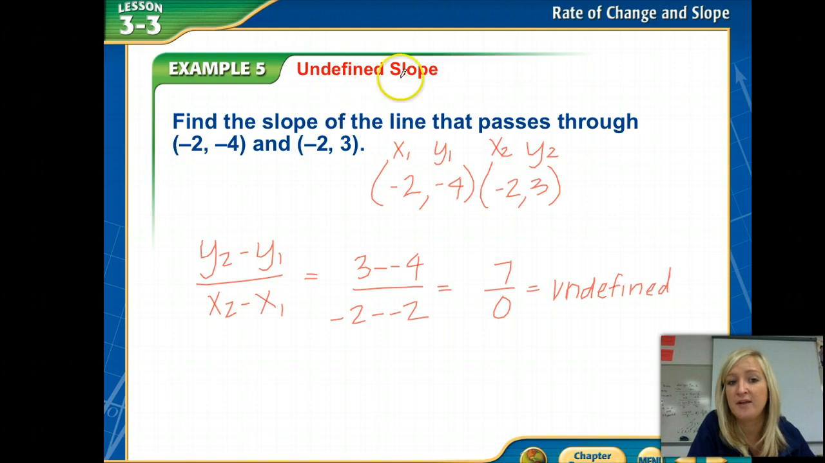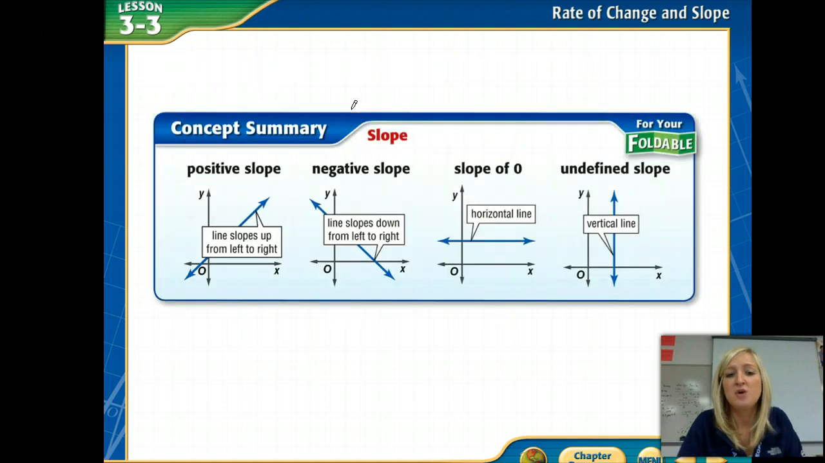Hence the example here is undefined slope. So if you solve a slope and your denominator is ever 0, it's an undefined slope. I also consider it no slope. It has no slope, it's undefined. So just a concept summary here.